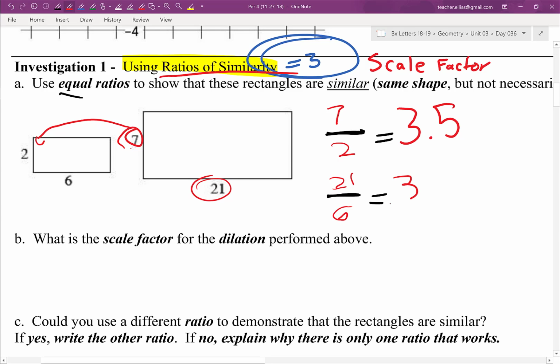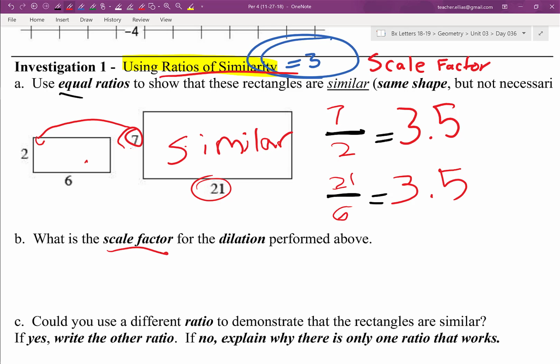3.5. So are these fractions the same? Yeah. Are these similar? Yeah. Find the natural side. Now what's the scale factor? What's the scale factor? Exactly.